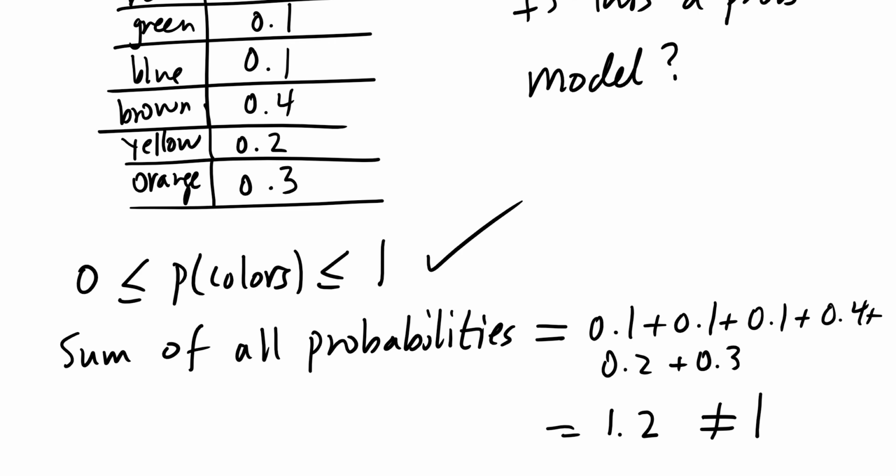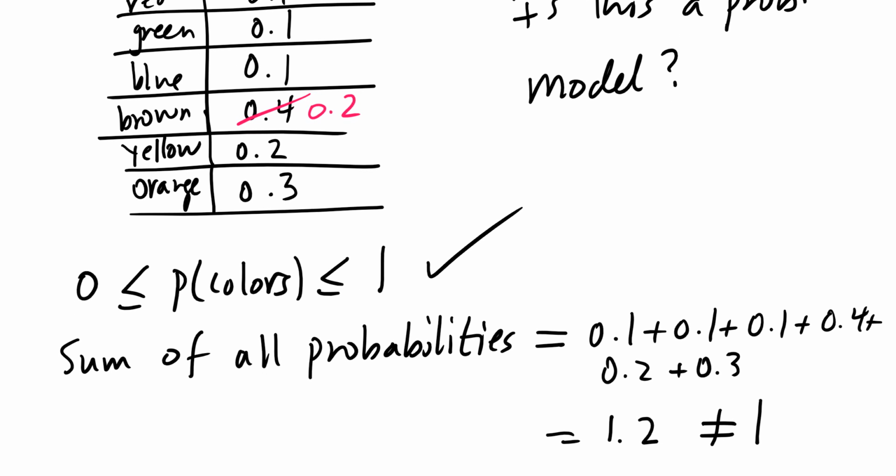Why do they have to add up to 1? Because 1 means 100%. So I can change the problem, let's say, and make this 0.2. Then that becomes a probability model. Do you see that? It becomes a probability model because all the probabilities add up to 1.